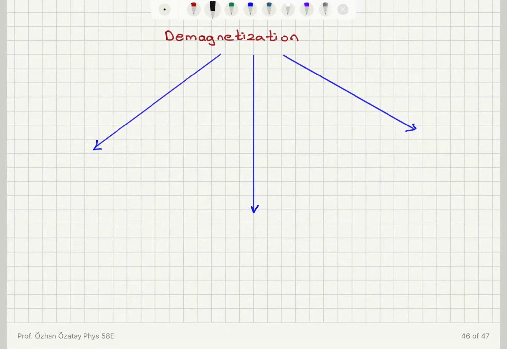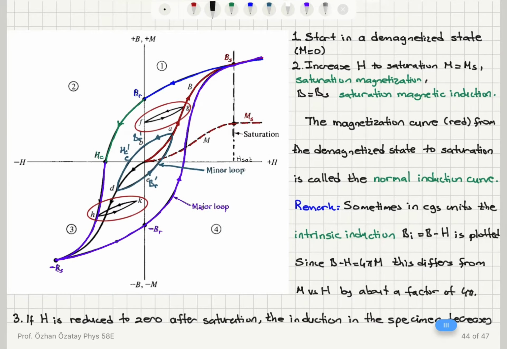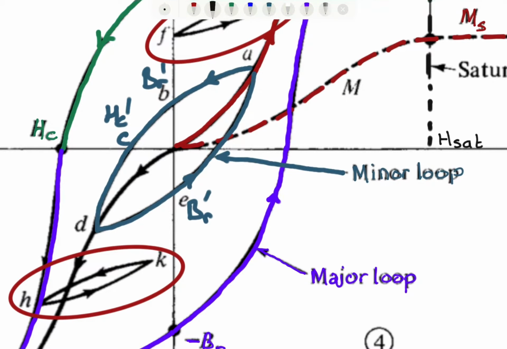Now we will talk about how to get to the virgin state, the demagnetized state that we have at zero field. So basically, if you remember, we talked about the normal induction curve, and the normal induction curve starts from this 0 point. So we have zero magnetization at zero magnetic field.